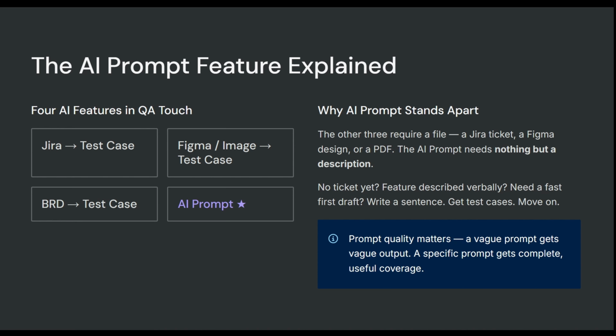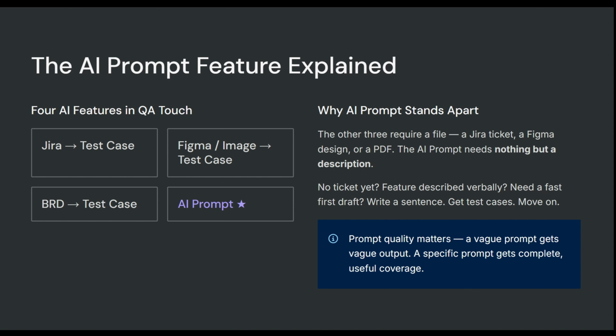Pretty straightforward. Let's go. So QA Touch has 4 AI features right now: Jira integration, Visual AI for Figma files, Document AI for BRDs, and this one, the AI prompt. And here's the thing, the other 3 all need something. They need a Jira ticket or a Figma file or a PDF. The AI prompt doesn't need any of that. It just needs you to describe what you're testing. That's actually really important, right?